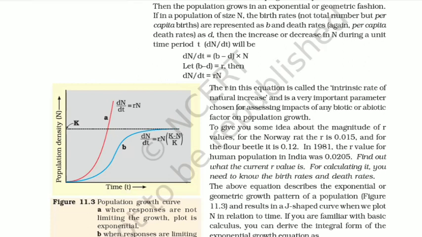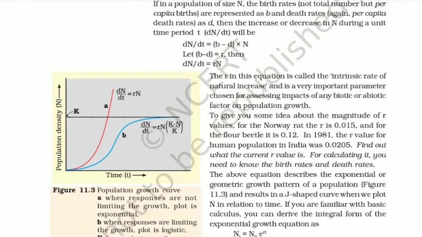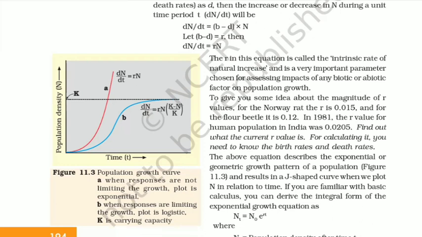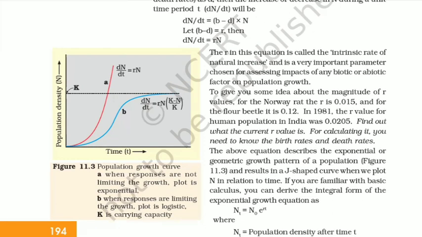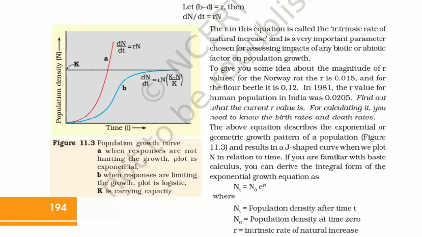If in a population of size N, the birth rates, that is not total number but per capita births, are represented as b, and death rates, again per capita death rates, as d, then the increase or decrease in N during a unit time period t will be dN/dt = (b - d) × N. Let (b - d) = r. Then dN/dt = rN.